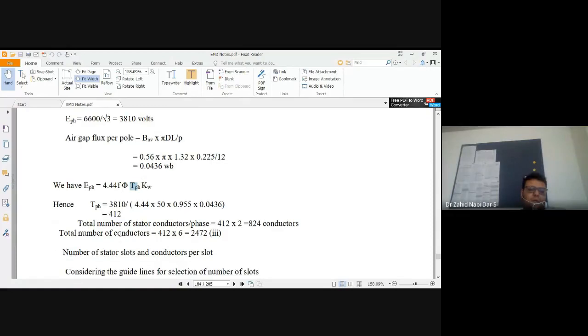Now the total number of stator conductors per phase is 412 into 2, 824 conductors. See, this is for a single phase machine. In case of a single phase, the total number of stator conductors would be twice the number of turns per phase, because one conductor will have two turns.